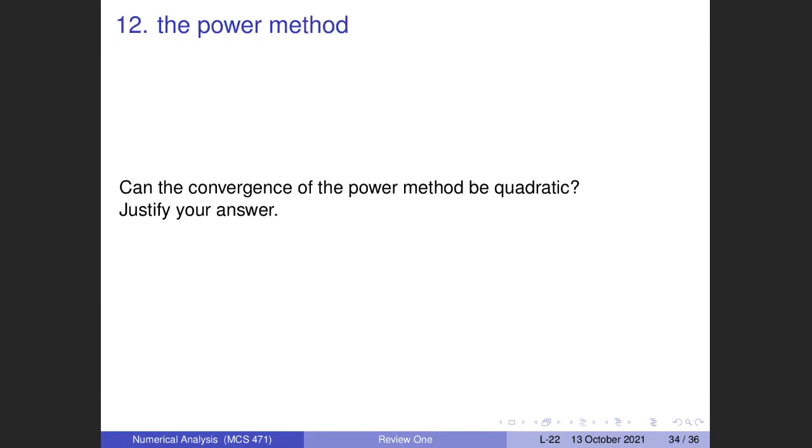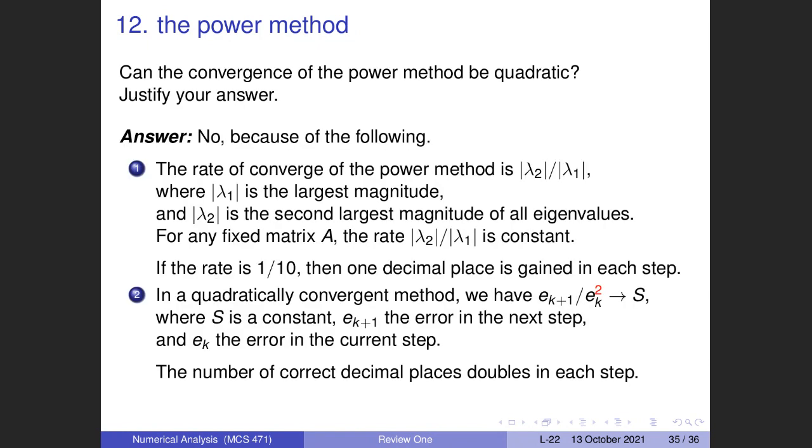All right, I have 1 question left. Going to the previous lecture about the power method. Can you converge quadratically with the power method ever? The answer is no. But it's the justification that matters. And the justification is actually in the ratio of the eigenvalues. So the eigenvalues are fixed. So you have a fixed number of steps you have to go through to gain 1 decimal place.